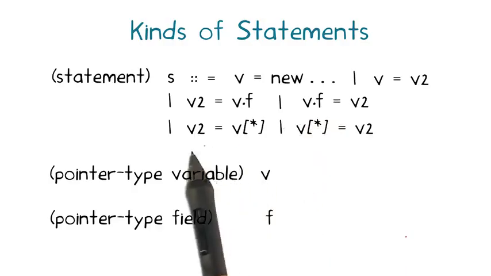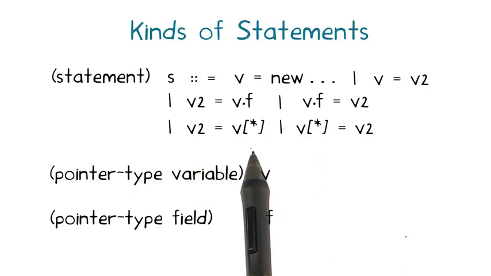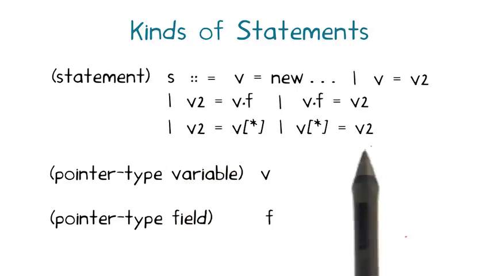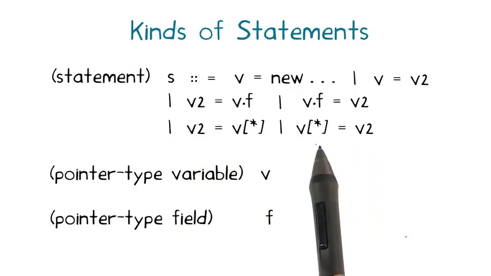Additionally, we can do a different type of field read by reading the contents of some cell of an array of pointers and storing those contents to another pointer. Likewise, we can do a different type of field write by reading the contents of some pointer-type variable and writing those contents to some cell in an array of pointers.